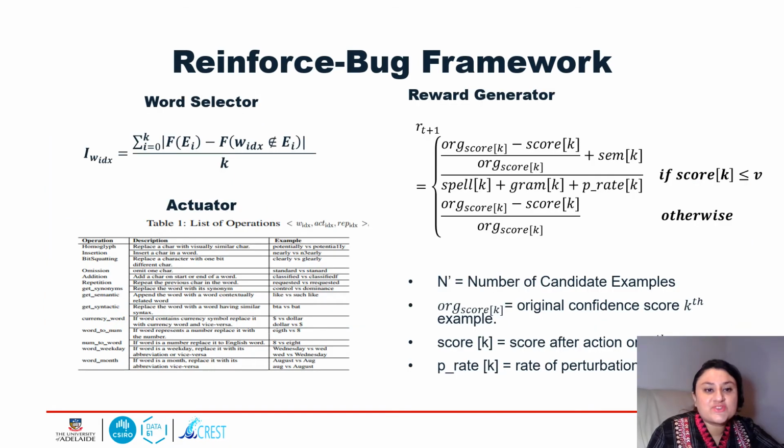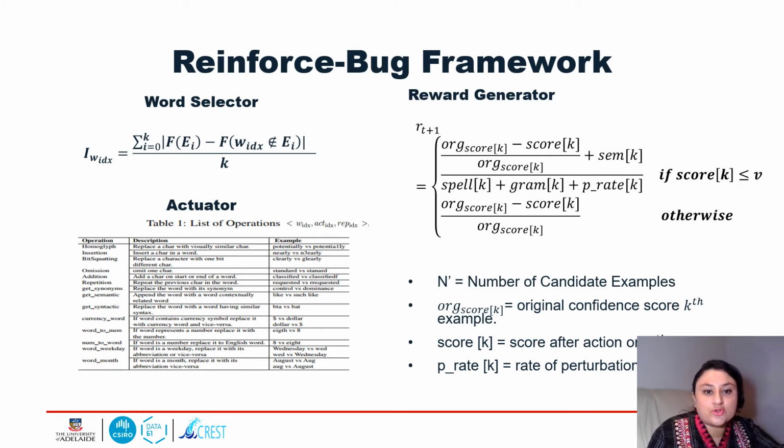We now discuss the major modules of the environment component, the word selector. The word selector computes a cumulative score of the importance of word ID X in all the examples in the corpus by removing the word from the original examples and calculating the difference between the score divided by the overall example containing the word. The actuator performs an action.